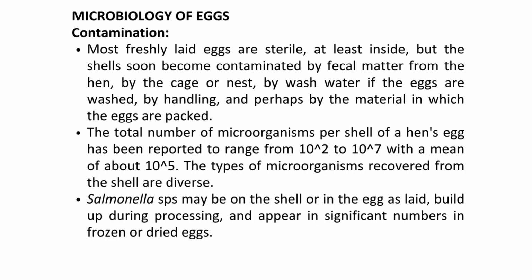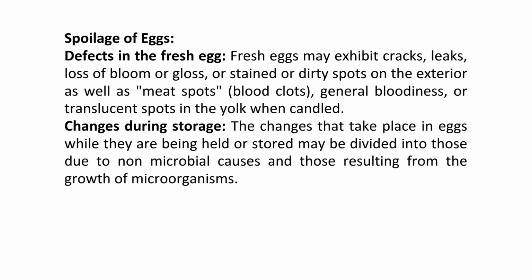The types are very diverse. Importantly, Salmonella species may be on the shell or inside the egg as it's laid and can build up during processing. Next, we explore the spoilage of eggs. First, we have defects in the fresh egg itself, like cracks, leaks, loss of bloom, or stained spots. Inside, there can be meat spots, which are blood clots, general bloodiness, or translucent spots in the yolk.